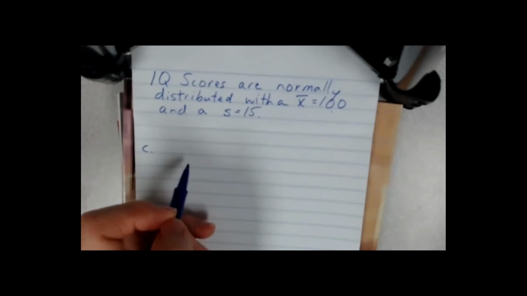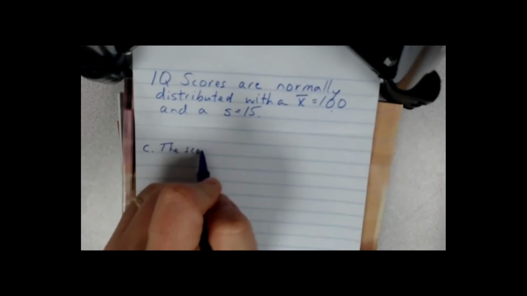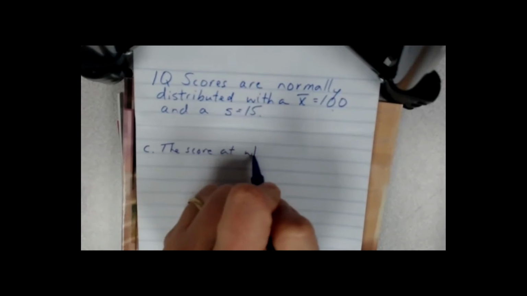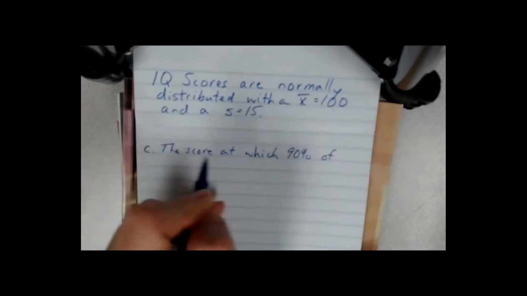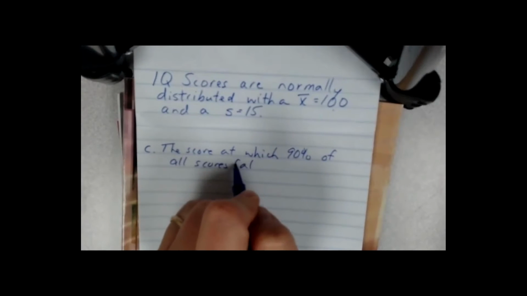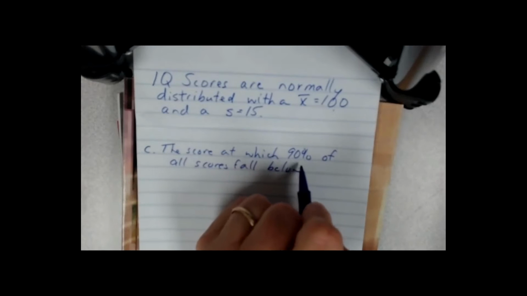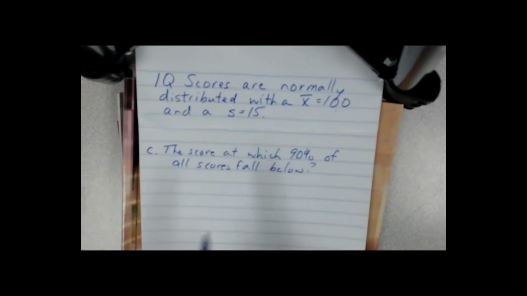So what is the score at which 90% of all scores fall below? Okay, so this time, instead of being given a score and starting with our calculation, we're being given a percentage.